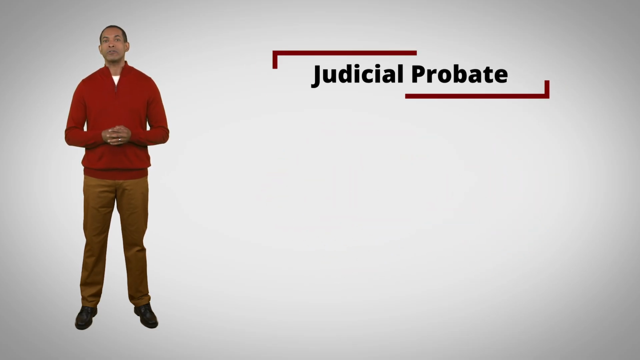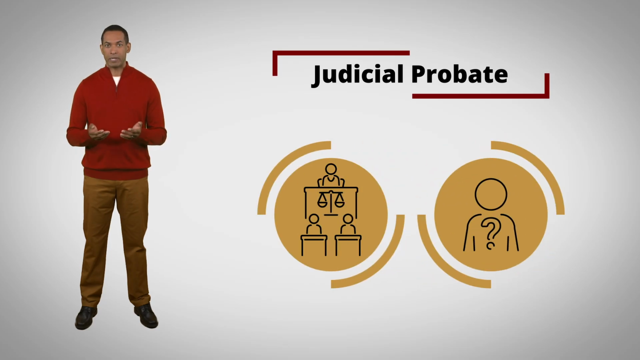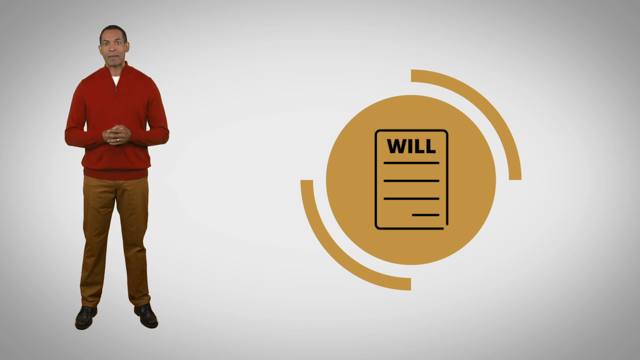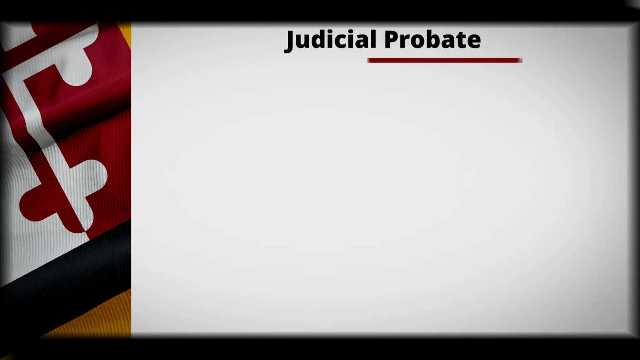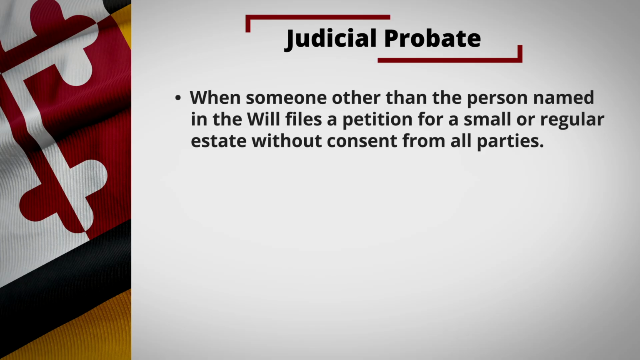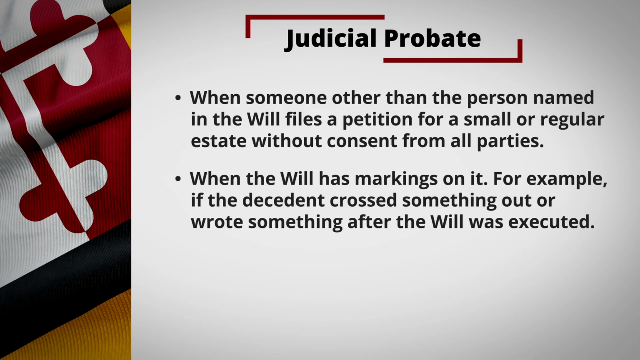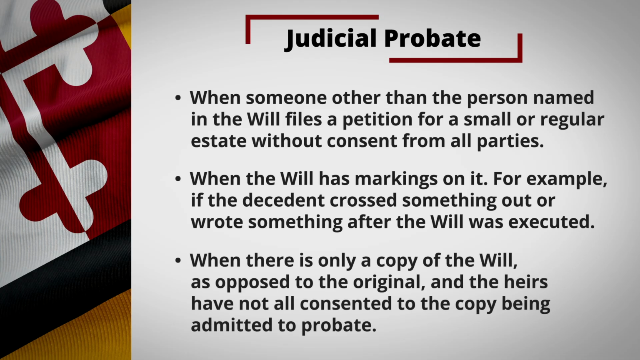Judicial probate requires a court hearing to determine who should be appointed as personal representative. When there is a will, this type of probate happens in these circumstances: when someone other than the person named in the will files a petition for a small or regular estate without consent from all parties; when the will has markings on it, for example, if the decedent crossed something out or wrote something after the will was executed; and when there is only a copy of the will, as opposed to the original, and the heirs have not all consented to the copy being admitted to probate.